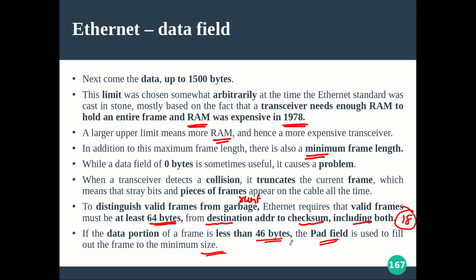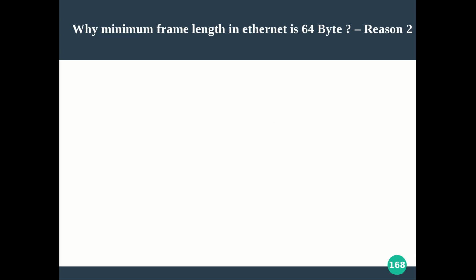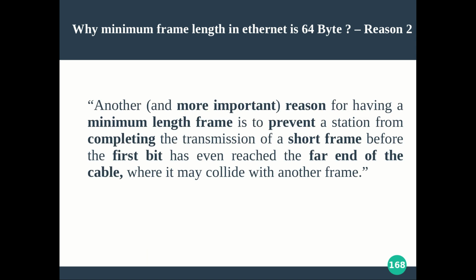And why that minimum frame size? The first reason is to distinguish a valid frame from the garbage or runt frames. And there is one more reason for this requirement of 64 bytes as the minimum frame length. So we are looking at reason 2, which is more important than the first reason. Another, more important reason for having a minimum frame length is to prevent a station from completing the transmission of a short frame before the first bit has reached the far end of the cable, where it may collide with another frame.